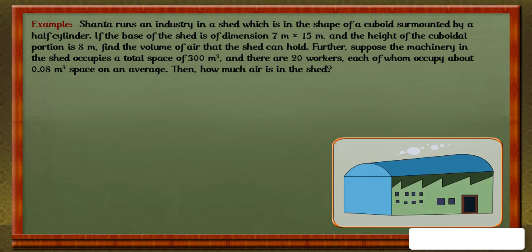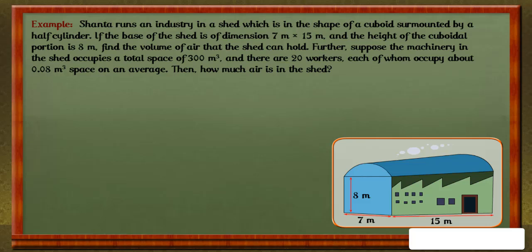Example: Shanta runs an industry in a shed which is in the shape of a cuboid surmounted by a half cylinder. If the base of the shed is of dimension 7 meters into 15 meters and the height of the cuboidal portion is 8 meters, find the volume of air that the shed can hold. Further, suppose the machinery in the shed occupies a total space of 300 meter cube and there are 20 workers, each of whom occupies about 0.08 meter cube space on average. Then how much air is in the shed?